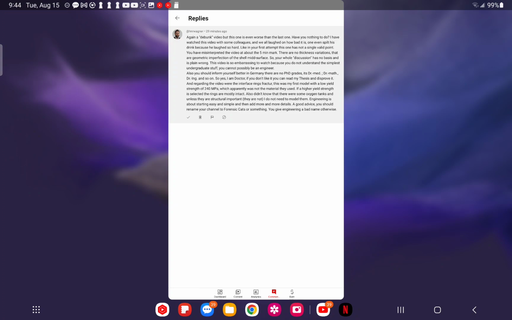There are no thickness variations that are geometrical imperfections of the shell mid-surface. So your whole, quote, discussion, unquote, has no basis and is plainly wrong. But again, there are no thickness variations that are geometric imperfections of the shell mid-surface. I just showed it. Let's show it again.